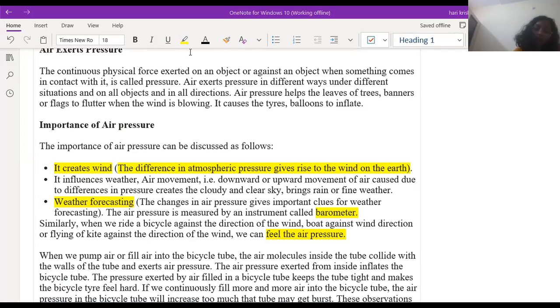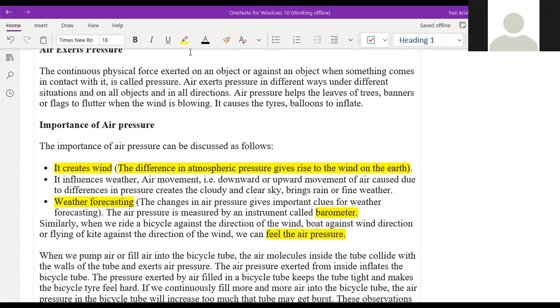So first we'll go with Gohit. Gohit, what is atmospheric pressure? So atmospheric pressure is the air pressure pressing on the atmosphere. In each and every part of the atmosphere, like troposphere and stratosphere, the pressure varies. This is the atmospheric pressure.